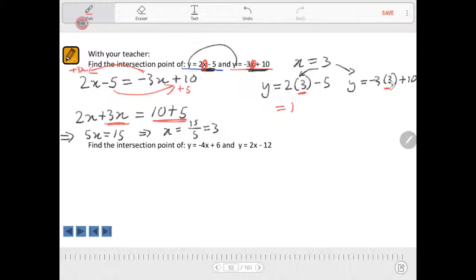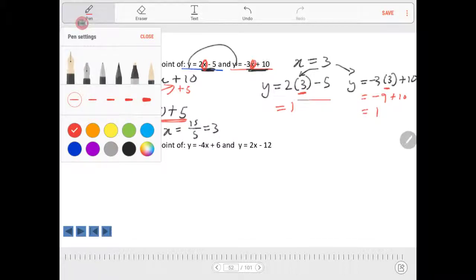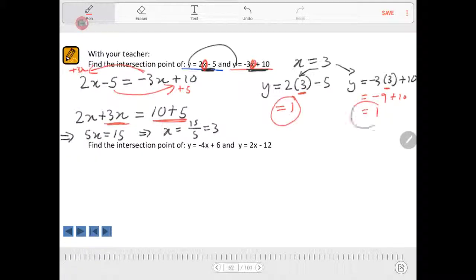3 by 3 is 9 and negative 9, because that's a negative. So negative 9 plus 10, which is also 1. Now, if those numbers ended up being different at this point, then something's gone wrong. They must be the same, because you're finding the y value and there's only one y value and one x value at that point.